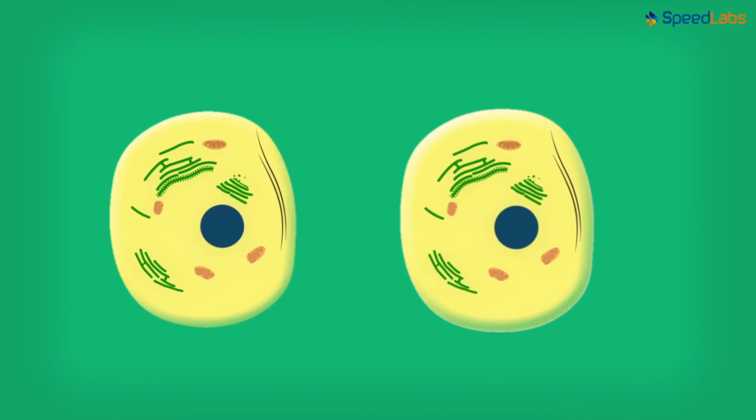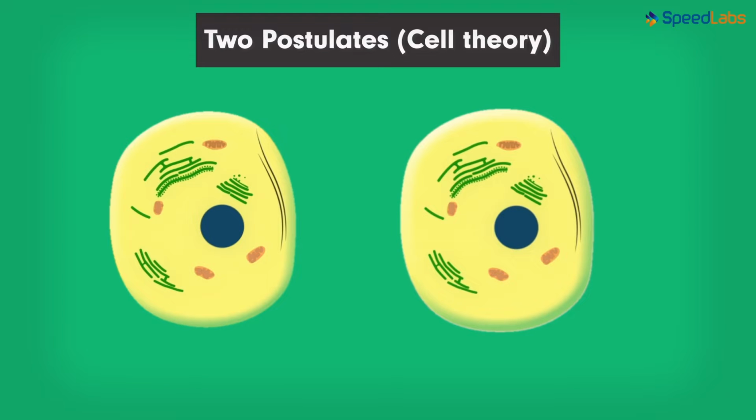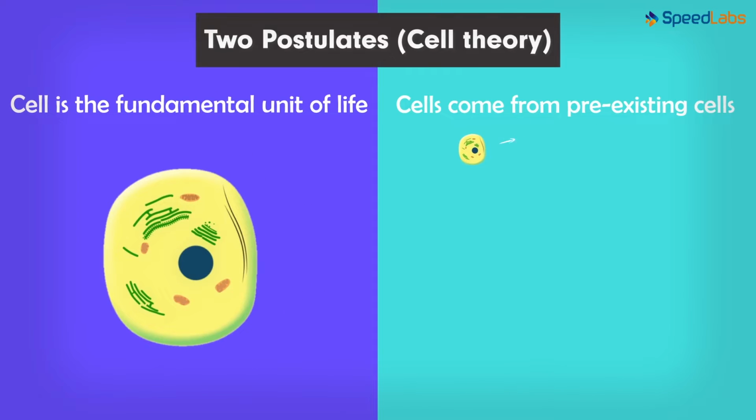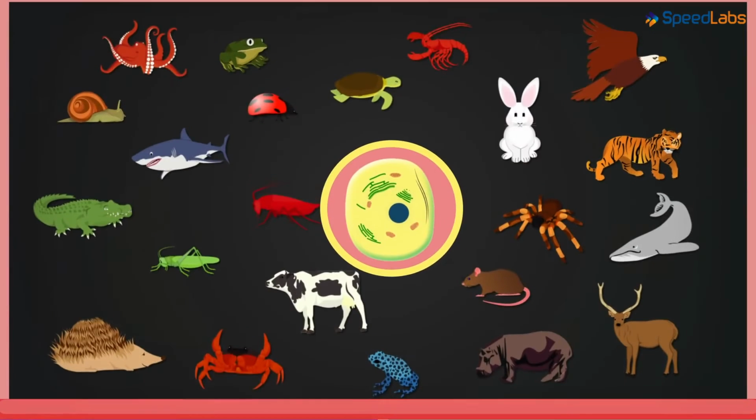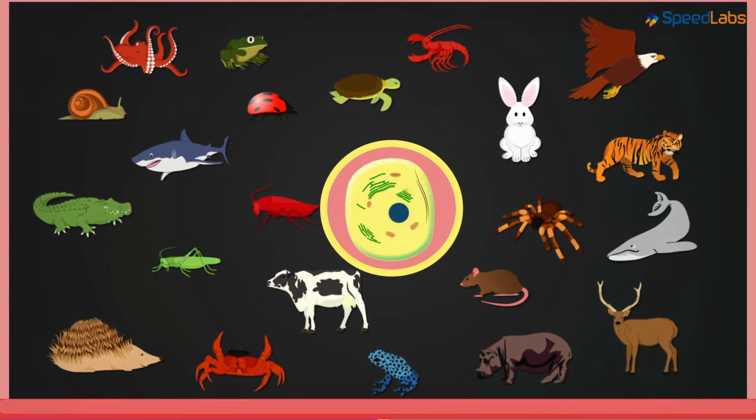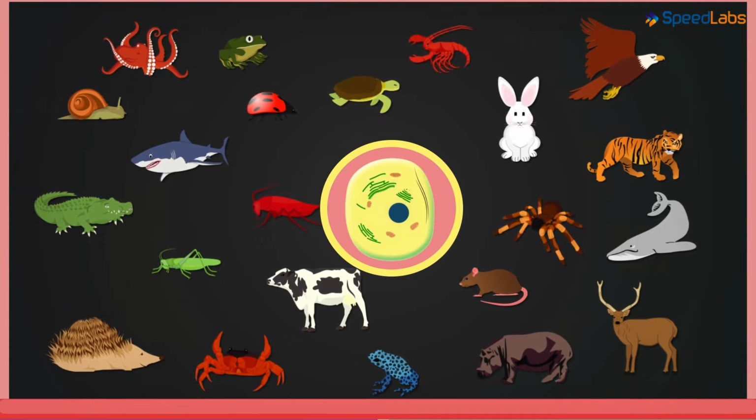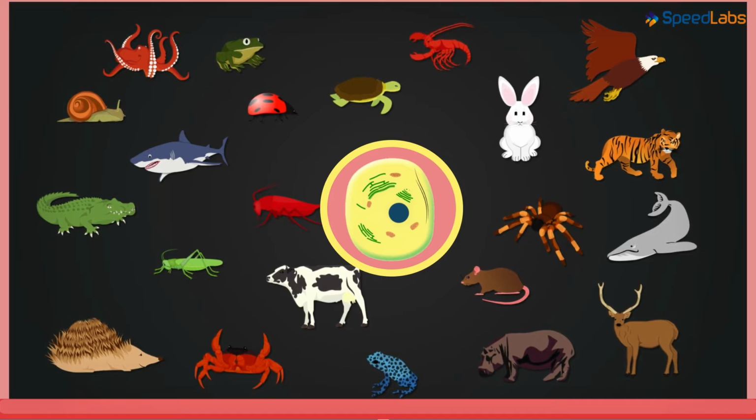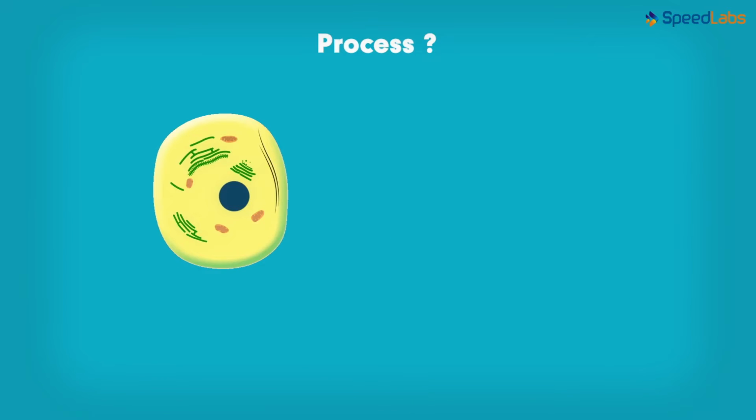Well, we know the two main postulates of the cell theory. Firstly, a cell is the fundamental unit of life. Secondly, all cells come from pre-existing cells. So, all organisms are made up of cells. But if all cells come from pre-existing cells, it is important to have a closer look at how this process actually works. Let us assume we have one single cell.